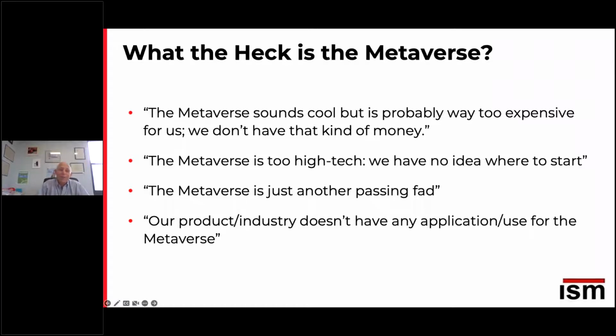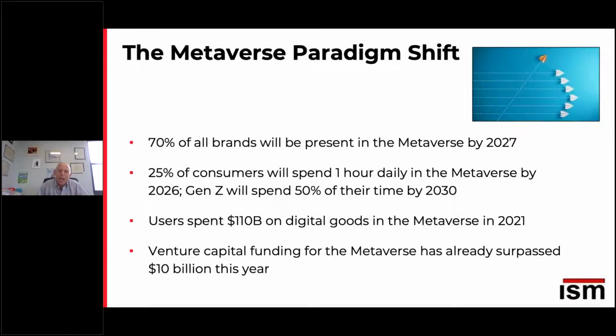I did a survey recently of some executives, and I want to give you the quotes that I had. The metaverse sounds cool, but it's probably way too expensive for us. We don't have that kind of money. Now, these are from executives that don't even know what the metaverse is, but that's okay. The metaverse is too high tech. We have no idea where to start. The metaverse is just another passing fad, where our product industry doesn't have any application or use for the metaverse. I listen to all of these and I start to say, I really must answer the question, what the heck is the metaverse? So let me try to define it, and then I'll give you some understanding of it.